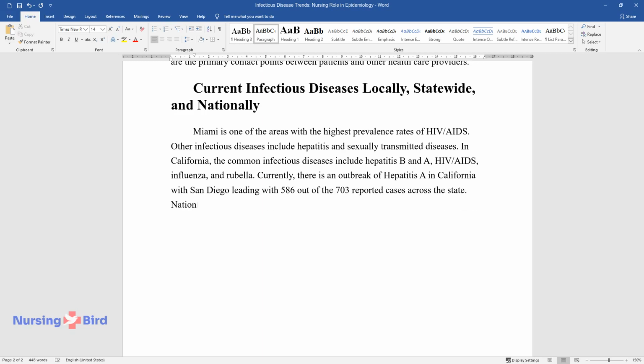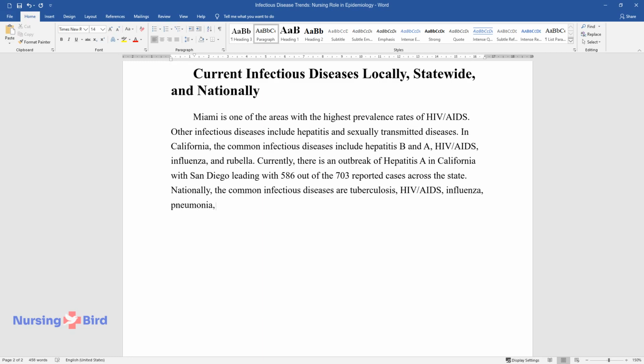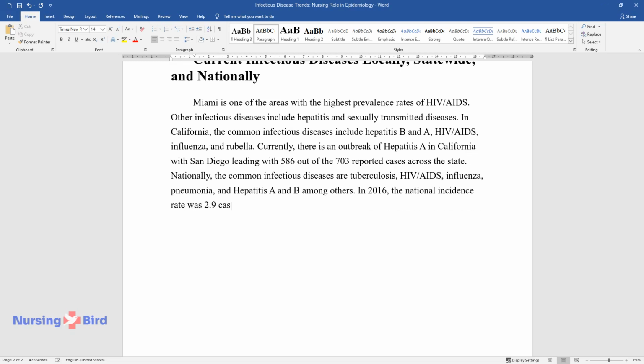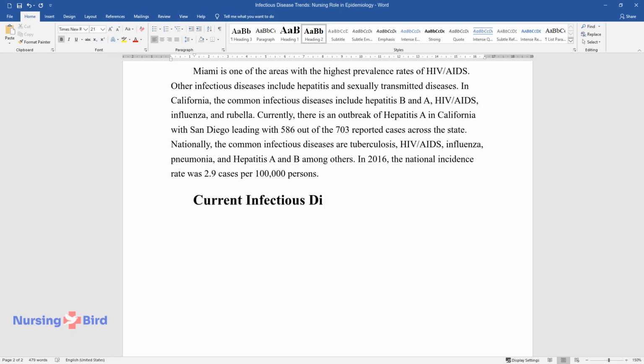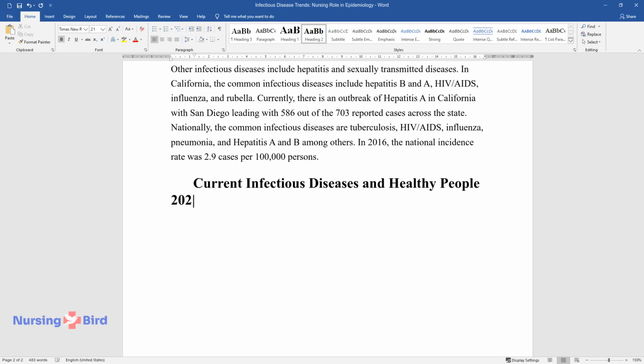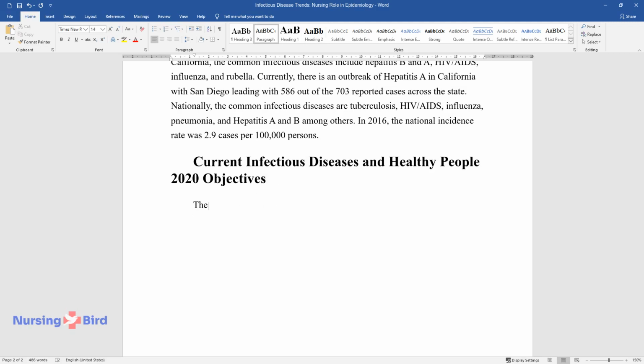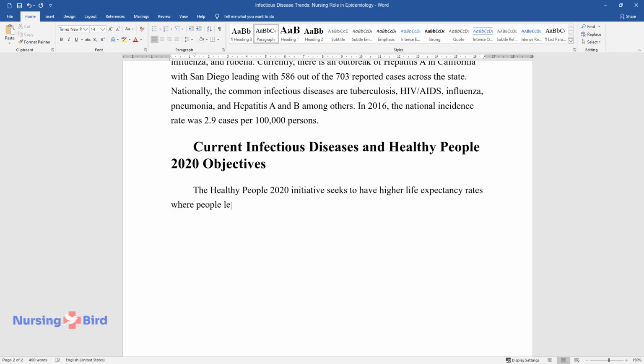Nationally, the common infectious diseases are tuberculosis, HIV and AIDS, influenza, pneumonia, and hepatitis A and B among others. In 2016, the national incidence rate was 2.9 cases per 100,000 persons. Current infectious diseases and Healthy People 2020 objectives. The Healthy People 2020 initiative seeks to have higher life expectancy rates where people lead quality lives free of preventable diseases and injury, among other objectives.